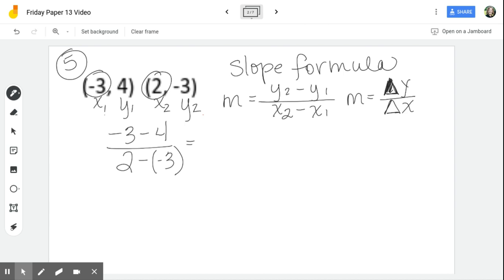Okay, let's see what that equals. Negative 3 minus 4 is not a negative 1. It's a negative 7. And 2 minus a negative 3 is really 2 plus 3, right? And that's 5. So the slope of the line that those 2 points make is negative 7/5. So on your line, for number 5, you're going to say m equals negative 7/5. Notice I have not done number 6 or number 8, so you're going to follow the same process for those 2 problems.